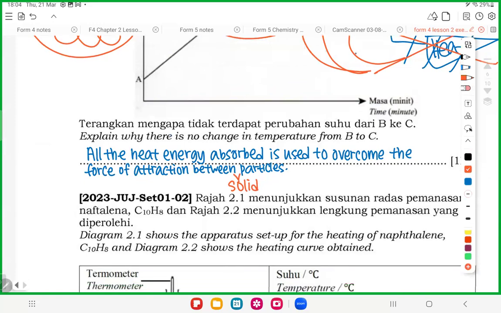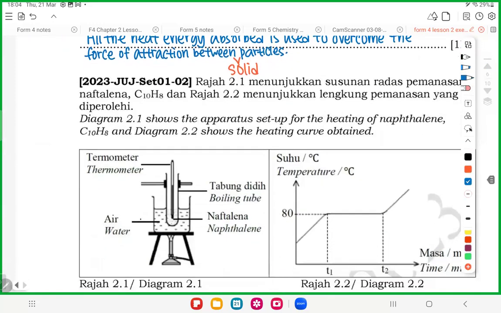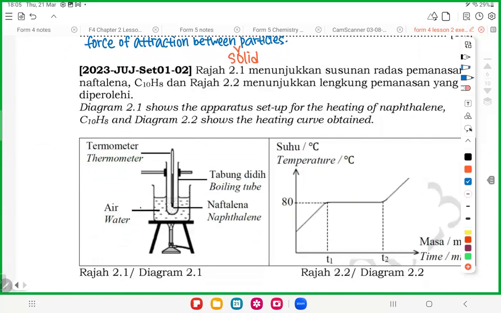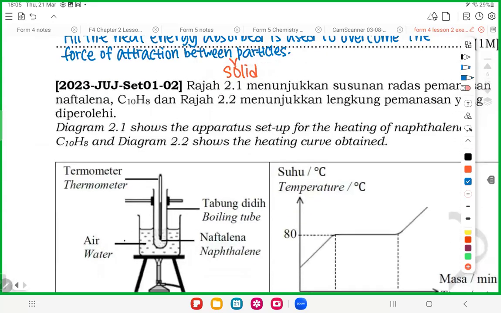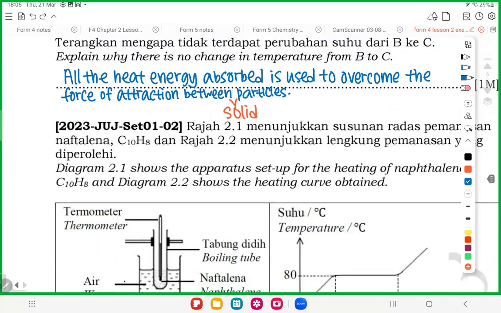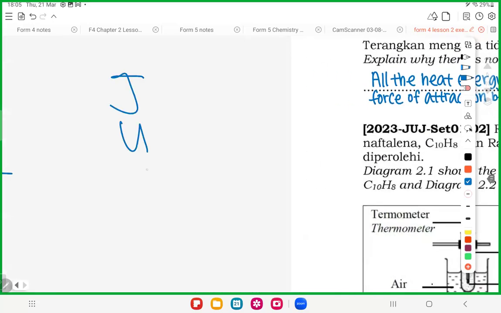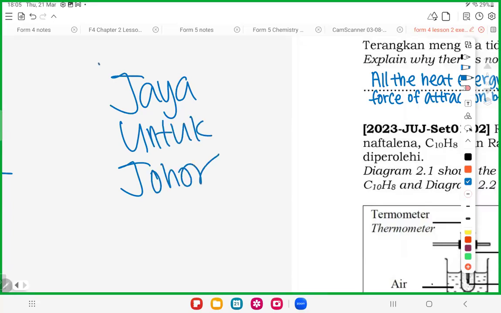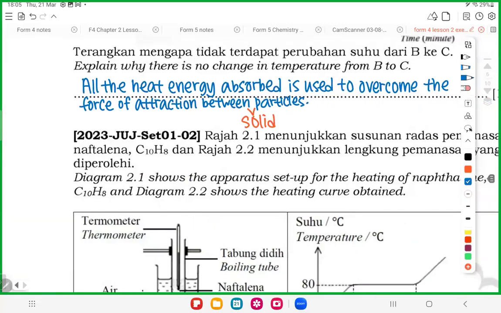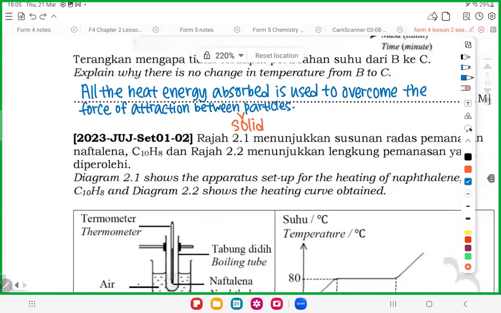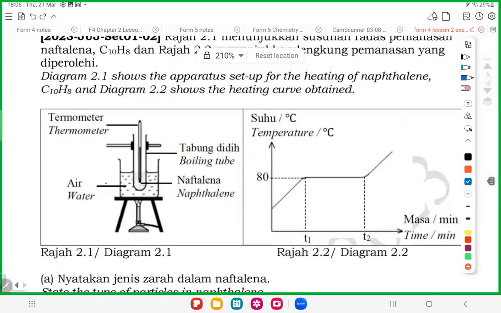Okay, let's try one more. The next question is coming from Johor. This is a Johor question. JUJ is a short form for a paper. J is called Jaya untuk Johor. So, Johor paper 2023. They give you this picture. Everyone can see the left hand side picture.